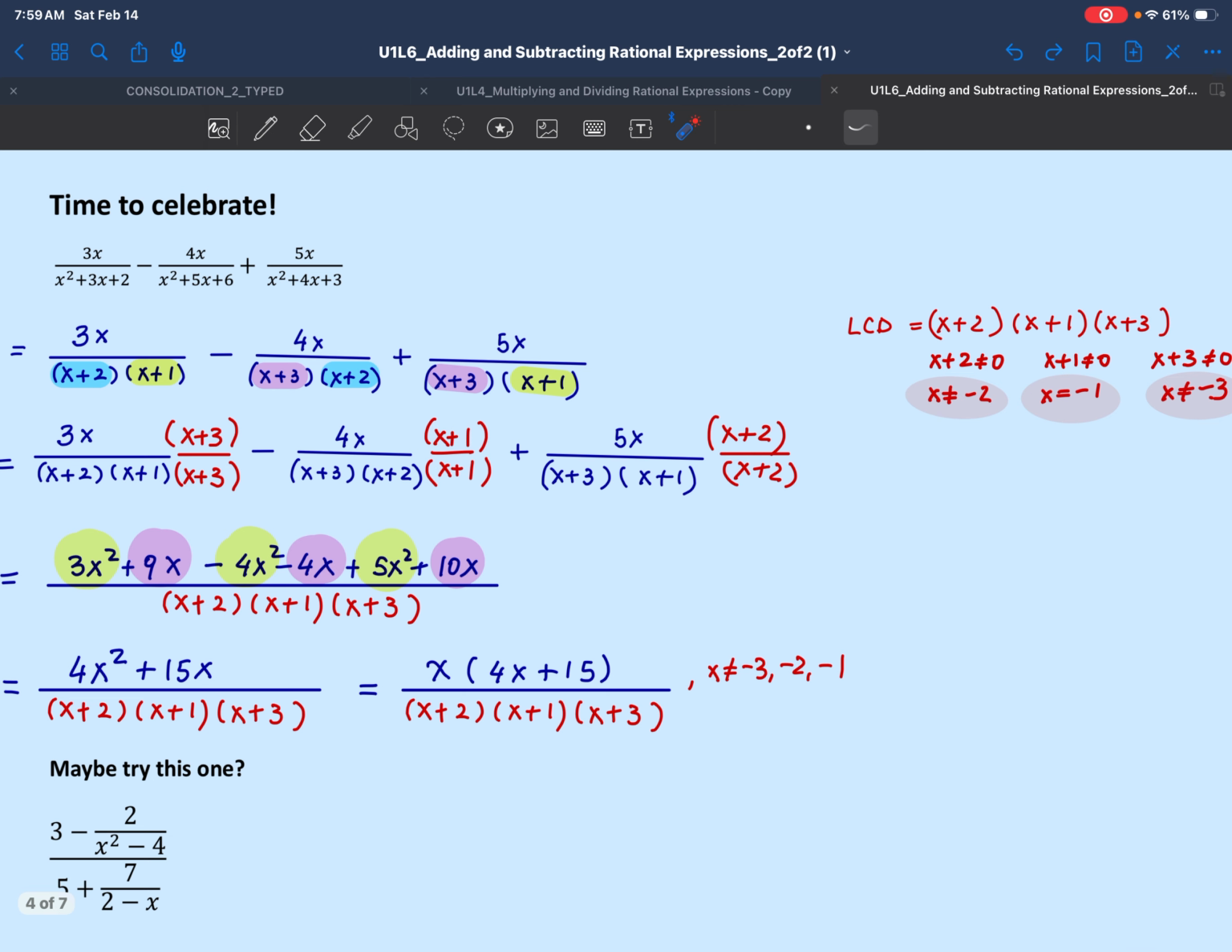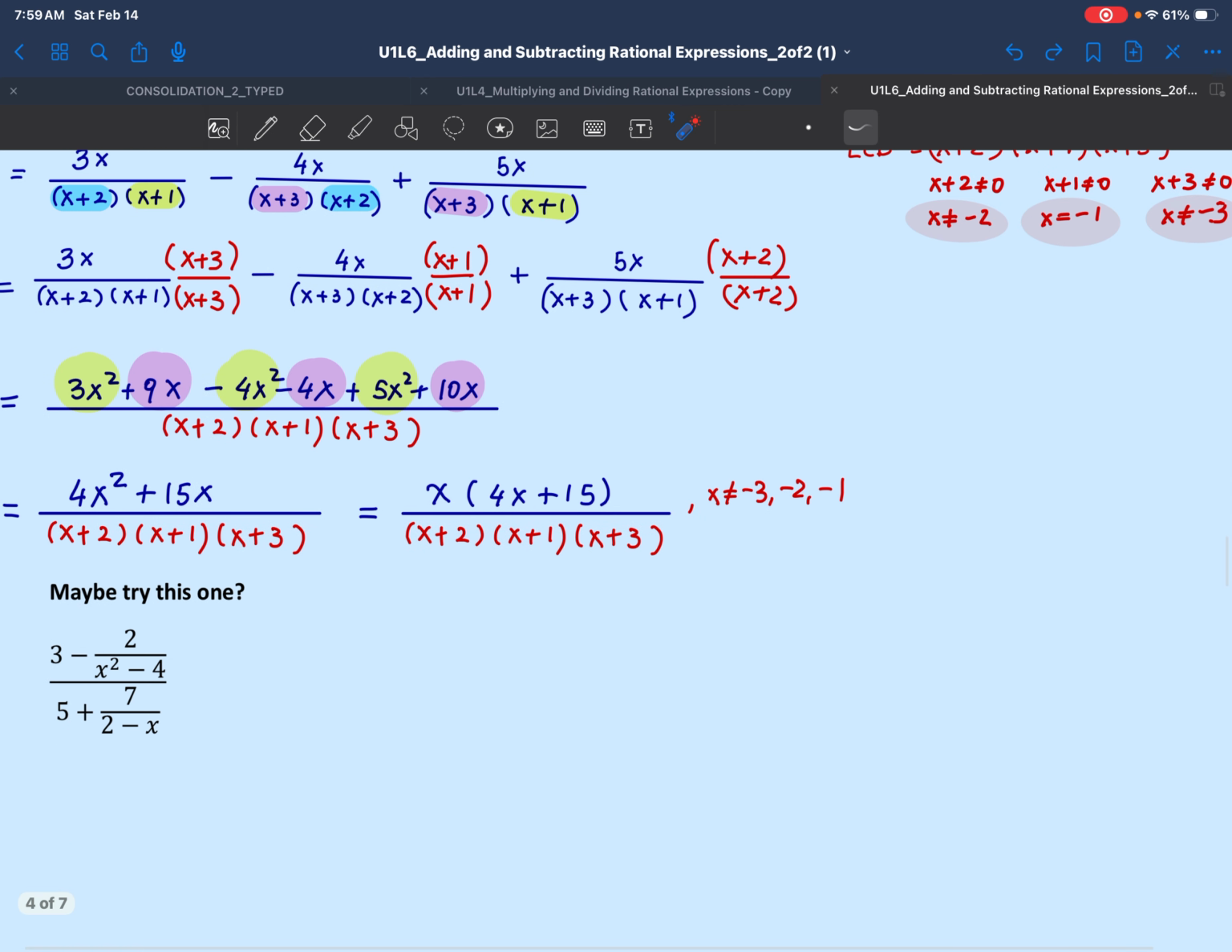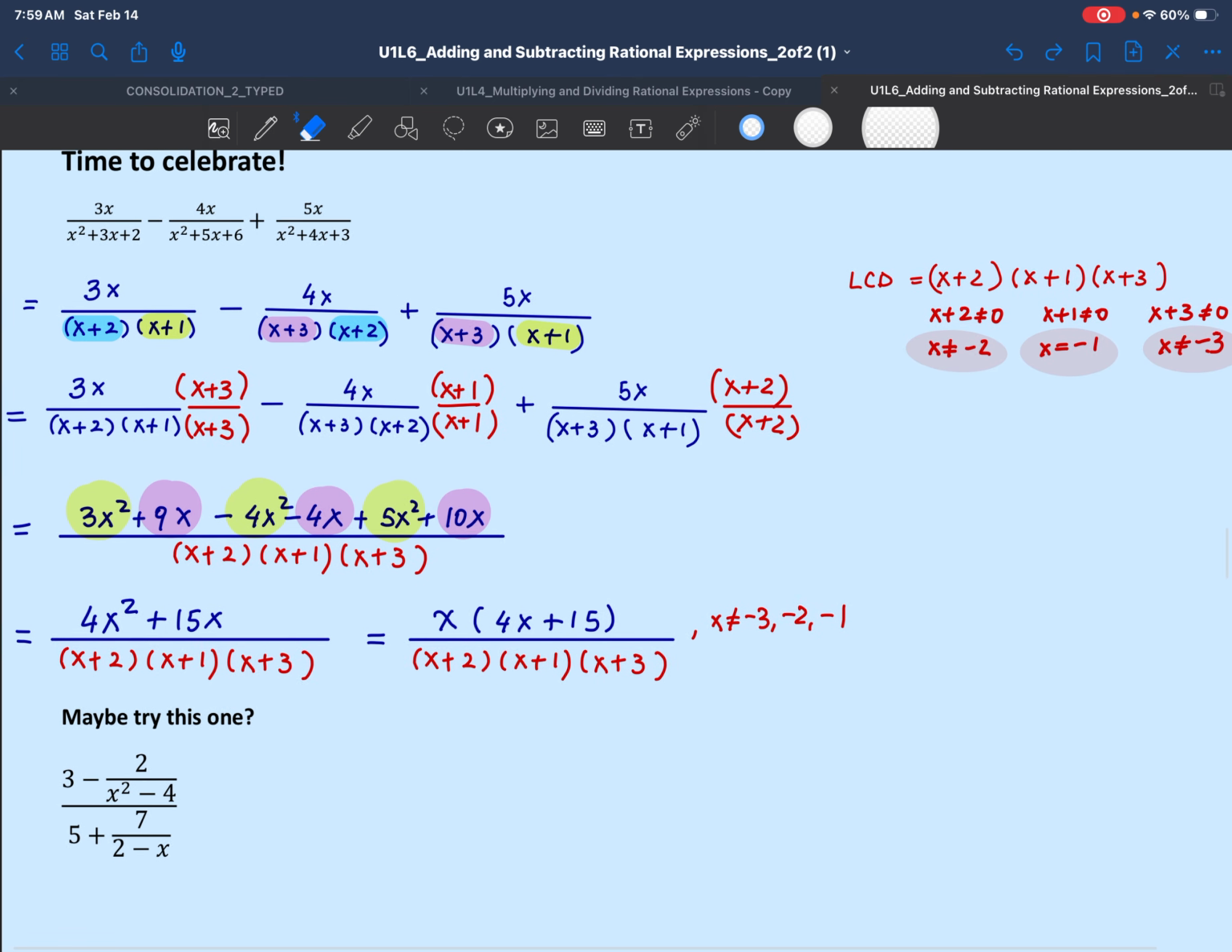So next, we have this interesting expression that has a combination of division, addition, and subtraction. I invite you to try this on your own. And if you want, you can check the answers that are posted on Brightspace.